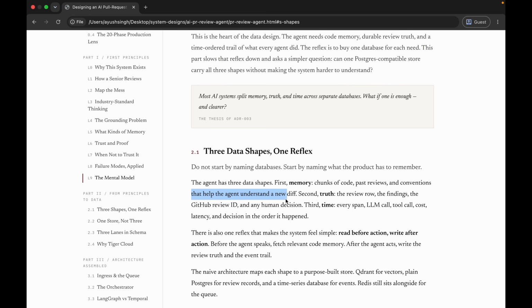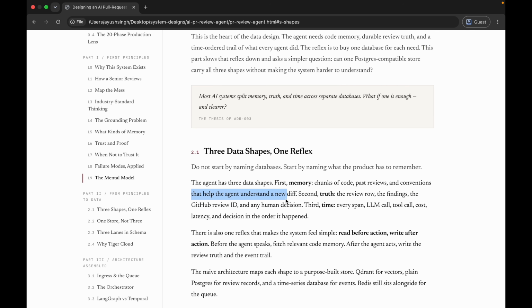Now the second one is the truth. The truth here is basically the findings. Let's say you made a PR and then your AI PR review agent reviewed that particular thing. It should be able to store somewhere what the GitHub review ID was, whether it was escalated to a human, and eventually the findings, the GitHub review, and any human decisions.